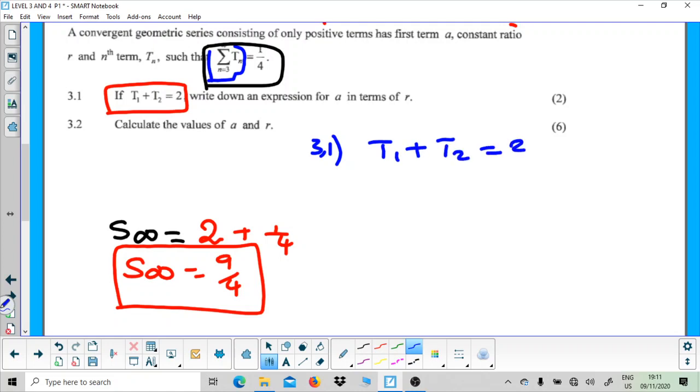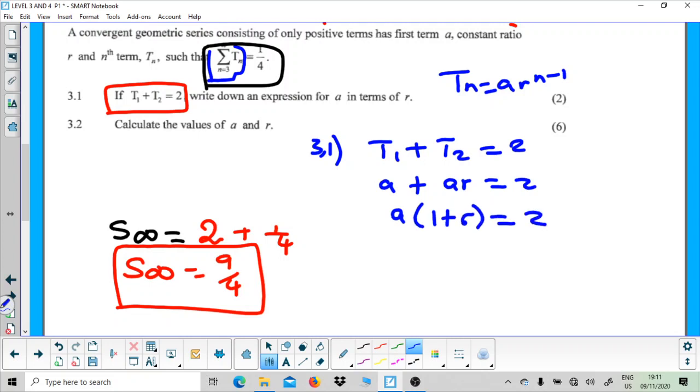What do you do? T1 is A and T2 is A times R. So if it's a geometric, you express things in terms of A and R very easily, using Tn is equal to A R to the n minus 1, like that. Okay, we want to calculate an expression for A. It means I have to take A out, so A is going to be 2 over 1 plus R. That was enough for 2 marks, more than enough.